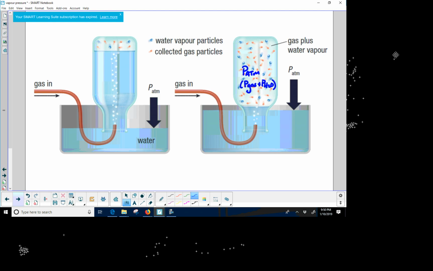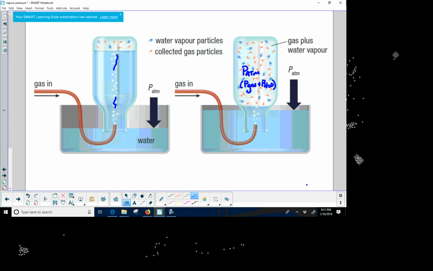So this is the note that we have, and just a quick reminder. What we did the other day is we collected a gas, and we used a pneumatic trough or a water trough. So we bubbled the gas through water. We're going to have some of the gas enter up here, but also some of these water molecules. So we have to take that into account.